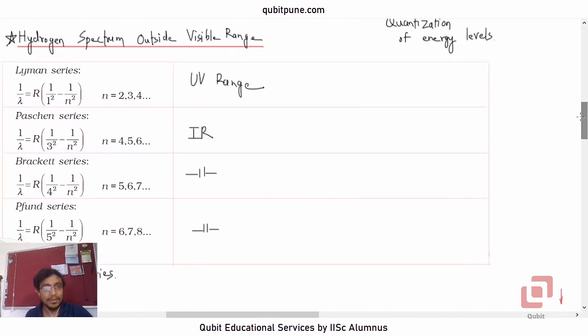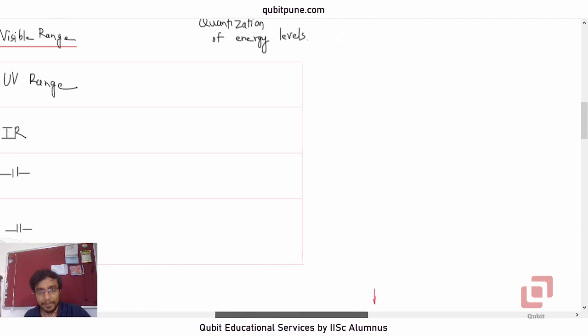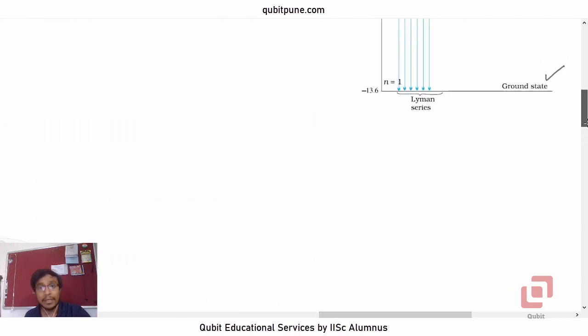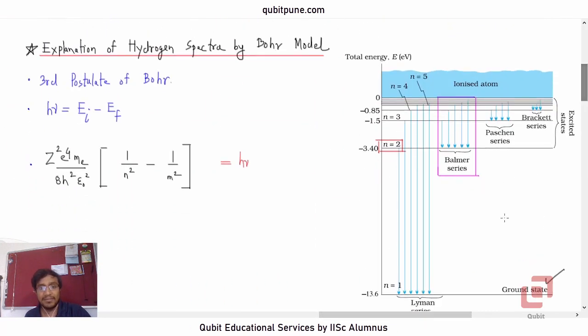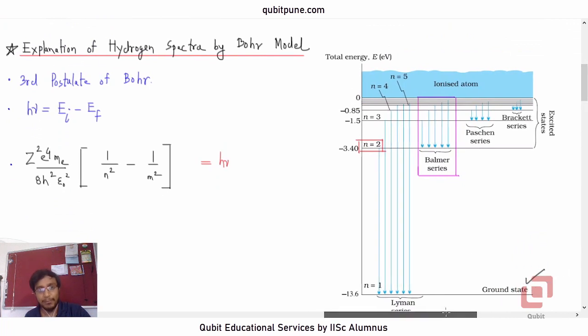Yes, in this table, these numbers 1 squared, 3 squared, 4 squared, 5 squared refer to the returning orbit number, or returning energy state number, of the electrons. In the Balmer series it is 2. Correct? Alright. So that explains the hydrogen spectrum, well, most of it, by the Bohr model, where we use a third postulate, delta E, or change in the energy levels, or energy differences, h into nu, where nu is the frequency and h is Planck's constant.